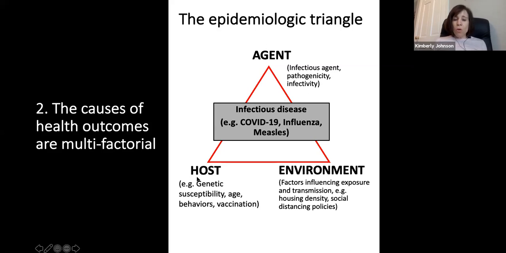Then there are host factors over here, and host factors that incur a person to have more or less susceptibility can be genetic factors, age, certain behaviors, whether they're vaccinated or not. And then there's also environmental factors, so factors that influence exposure and transmission, so housing density, social distancing policies. So all of these factors interact to make a person more or less susceptible to the development of an infectious disease.